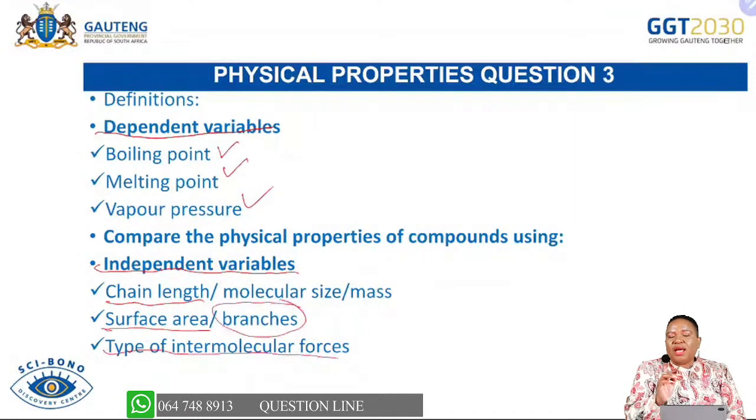Sometimes you can say branches are part of the what? Of the surface area, because as you are branching, like the example that I gave of pentane and 2-methyl butane and 2,2 dimethyl propane, you can see that 2,2 dimethyl propane is the one that will have the lowest boiling point, but will have what? The highest vapor pressure, because the more spherical or more compact the structure is. So you already know that the more you branch a substance, the more you are decreasing its boiling point and melting point, and what you are going to increase is the vapor pressure.